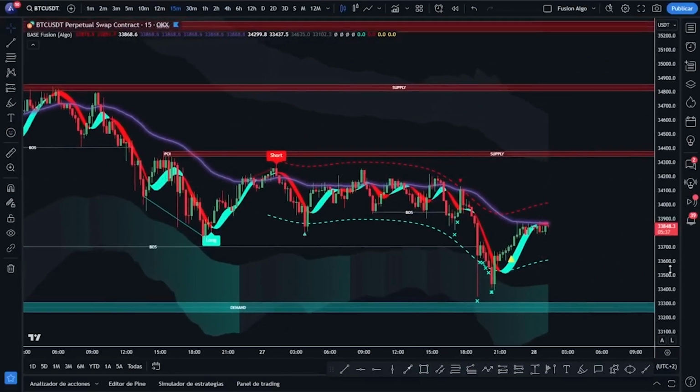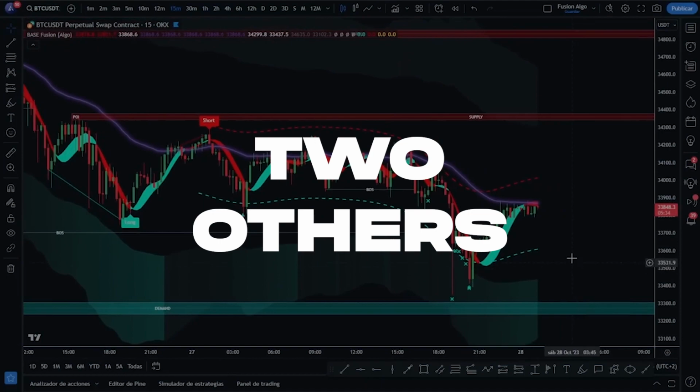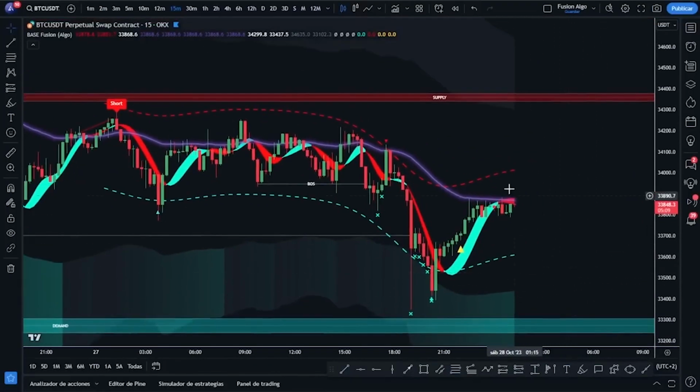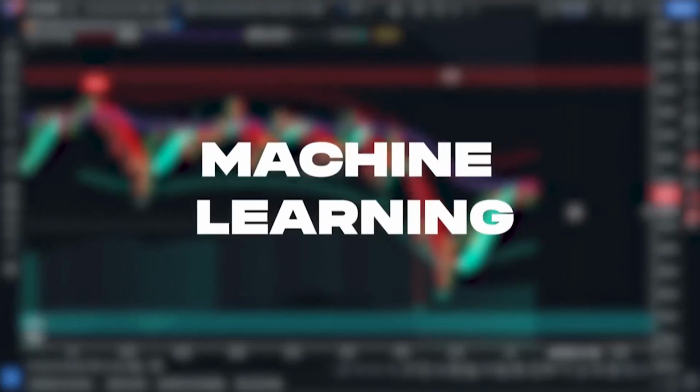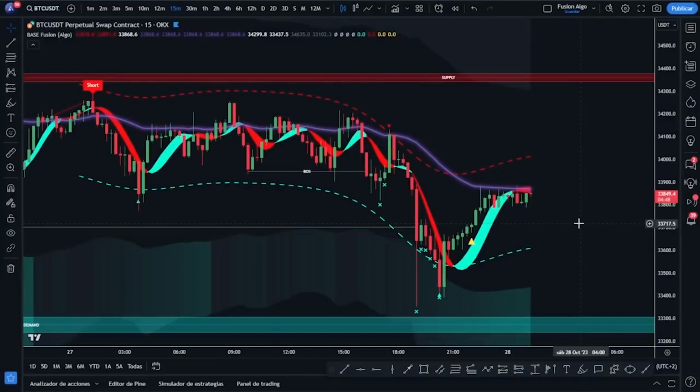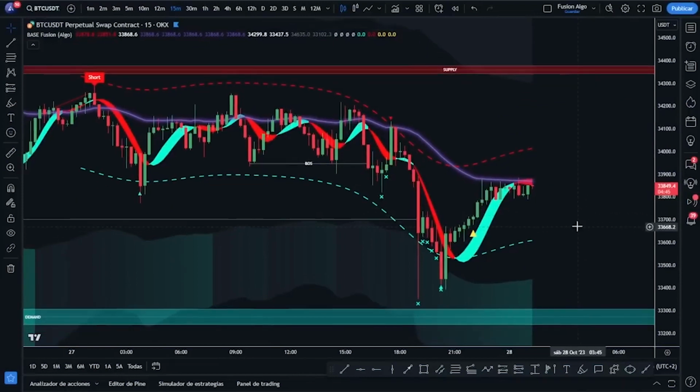And now to finish with this indicator, and I repeat that there are still two others, we have the so-called algo bands, these bands that appear only when new candles are forming and have a limited data, and that is where what we call machine learning or artificial intelligence comes in. As they adapt to the market movement, they learn from what is happening in the previous ranges.